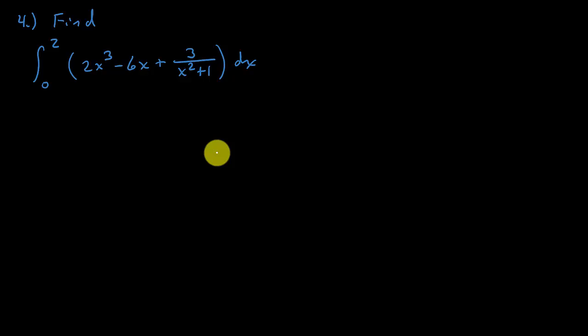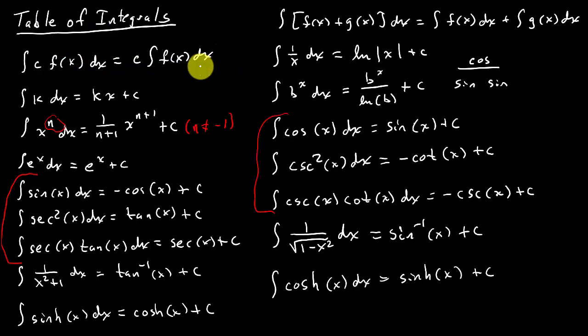All right, so I've got the integral of 2x cubed minus 6x plus 3 over x squared plus 1, and that's going to go from 0 to 2. The first two terms are easy to integrate. That's just the power rule, x to the n. But what about this one? If you think about the table over here, when we look at this, you see this 1 over x squared plus 1. I know in ours we have a 3, don't we?